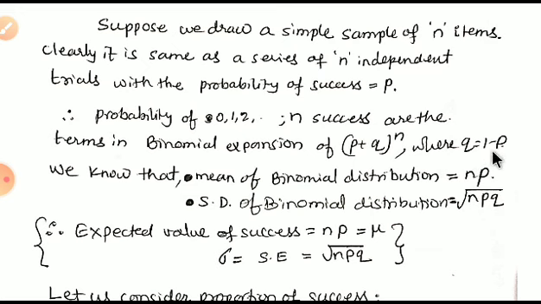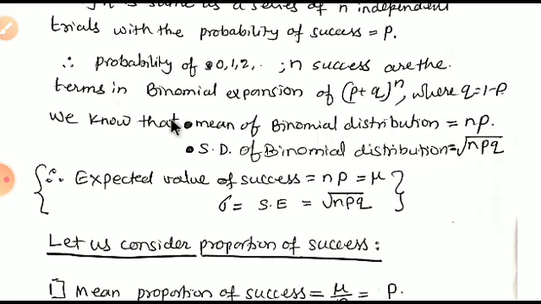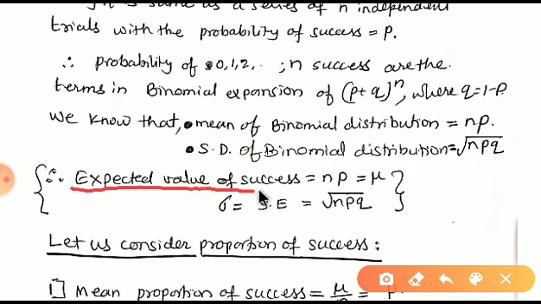Here q is 1 minus p, and for the binomial distribution the mean is np and the standard deviation is square root of npq. Also this is defined as the expected value of success. The mean is np and sigma is called the standard error, and sigma is the standard deviation defined by square root of npq.